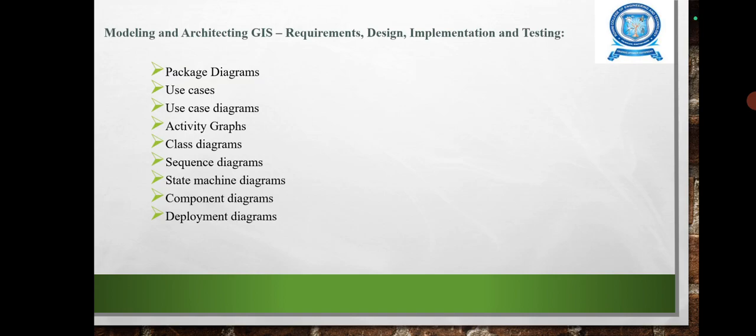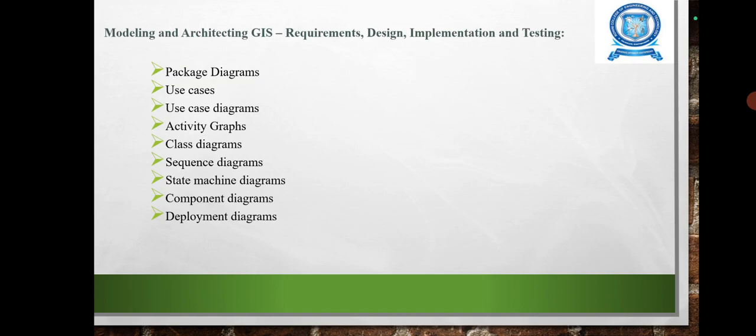The next one is use cases. They are used to show functionalities and business processes from a user's point of view. The next one is the use case diagram. It also provides a model describing all the related business processes of a particular package. The next graph is the activity graph. It provides a detailed view of every step of a business process.